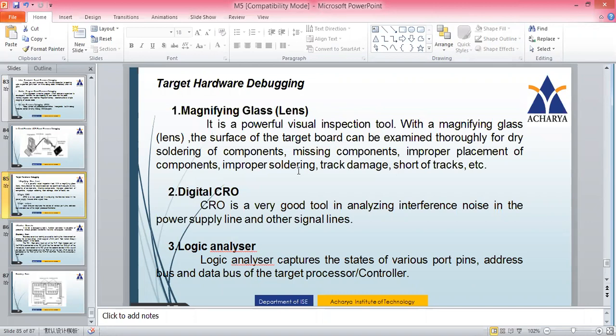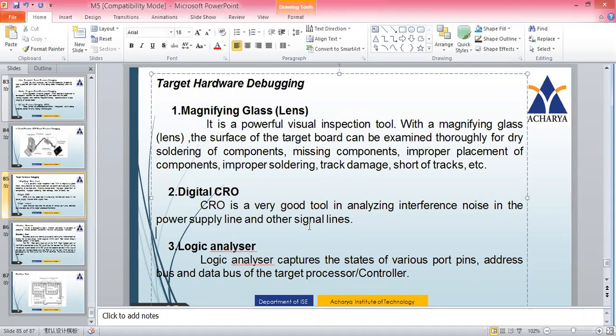This is usually used by watch repairers. In the same way, we can use this magnifying glass for improper soldering, or to find out track damage or shorts of tracks. The next entity that is used for debugging is the digital CRO. It is a good tool for analyzing noise, whether there is any interference in the power supply line or other signal lines. This is why it is used. I think all of you are familiar with this in the ADA lab.